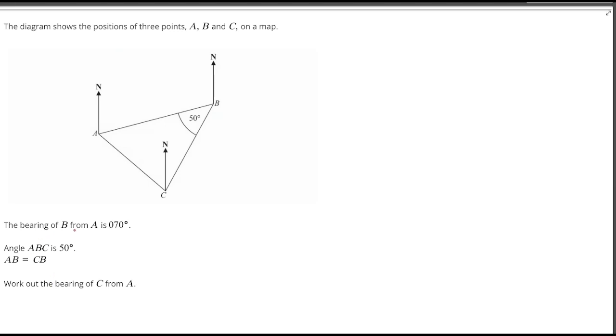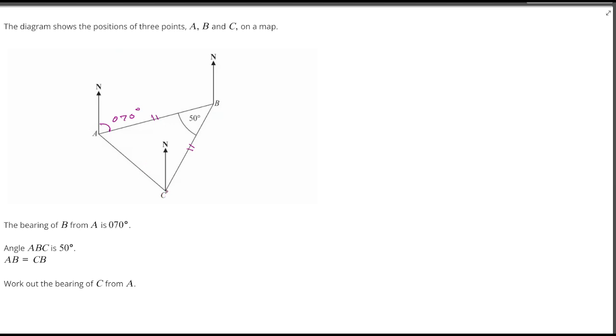The bearing of B from A is given. So this angle is given 70 degrees. Angle ABC is given 50 degrees, and length AB is equal to length CB. Work out the bearing of C from A.